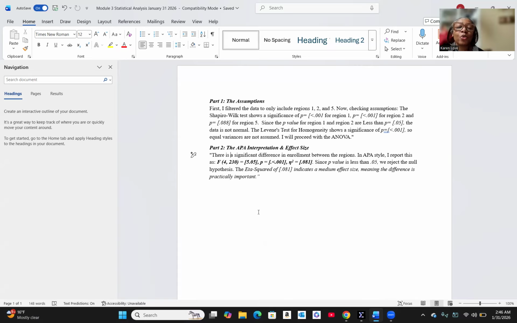And I found that there is a significant difference in enrollment between the regions. And in APA style, I report this as F, with degrees of freedom 4 and 230, and an F value of 5.05. The p-value was less than 0.001. The eta squared was 0.081. And since the p-value is less than 0.05, we reject the null hypothesis. And again, the eta squared of 0.081 indicates a medium effect size, meaning the difference is practically important. This concludes my analysis. Thank you.